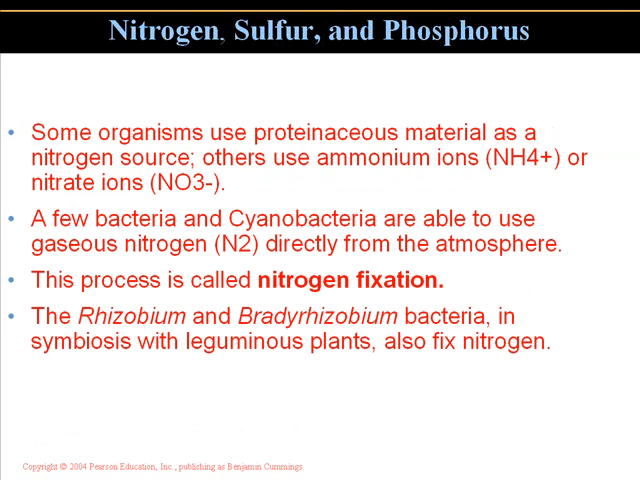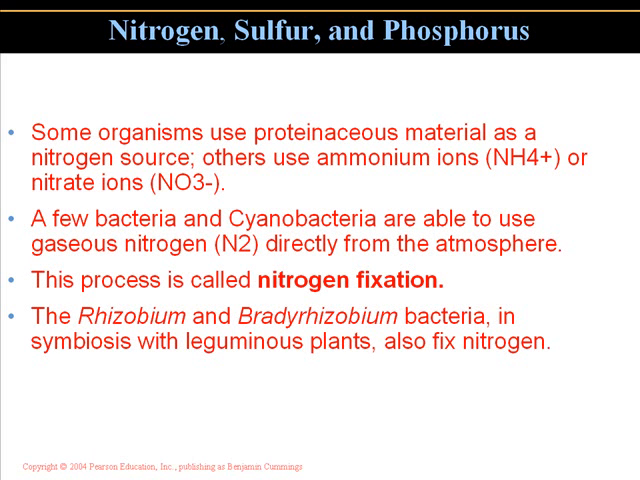Some organisms use proteinaceous material as a nitrogen source. Others use ammonia. Now remember, in our system, when we deaminate proteins, we can't use the ammonia. Ammonia in our system is toxic. It has to go to the liver, be broken down, changed into urea, and then excreted out of the kidneys. But there are microorganisms that use ammonium or nitrate ions in their systems as a source of energy.